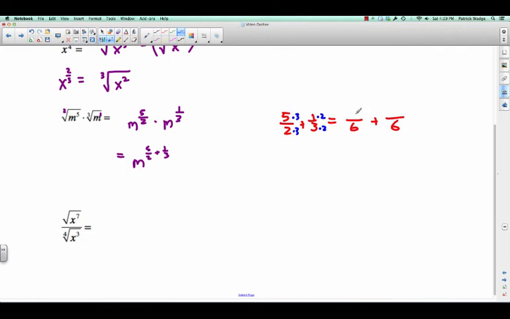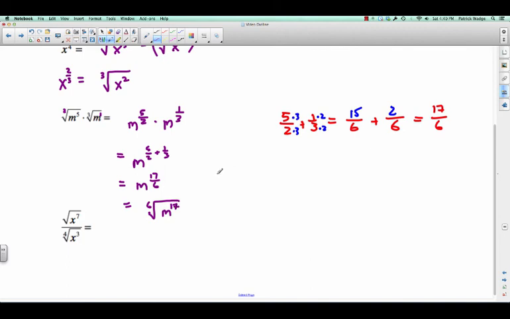So 5 times 3 is 15. 1 times 2 is 2. So it gives us the answer 17 over 6. So back here we can say it equals m to the 17 over 6. That's great, but what I want you to do now is to put it back into radical form. Every time we have an exponent that's a fraction, you know you can put a radical sign. The base goes inside, the root is here, and we're going to raise it to the 17th power. I'll put the 17 in there.